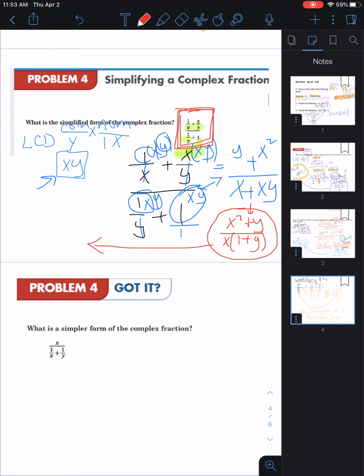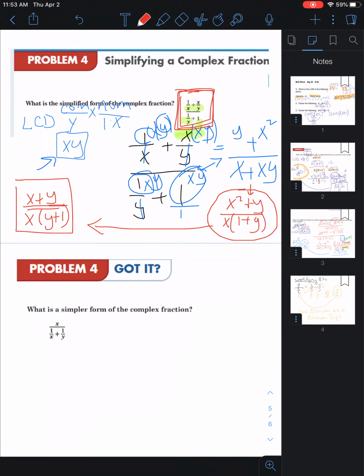Okay, so x squared plus y over x times, and I could even change that to y plus 1, get that in its standardized form. All right, and then that's going to give me my simplified form. And you may look at that and say, that doesn't look simpler, but it really is when you stop and think. I had fractions in my numerator and fractions in my denominator, and here I have simply one fraction.